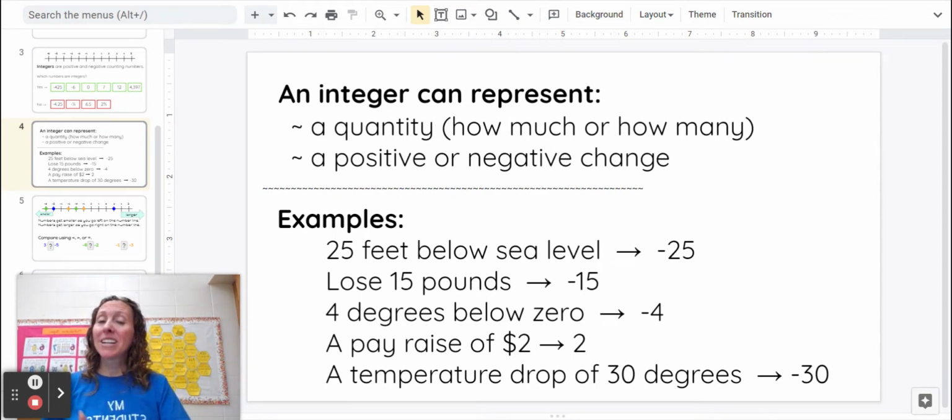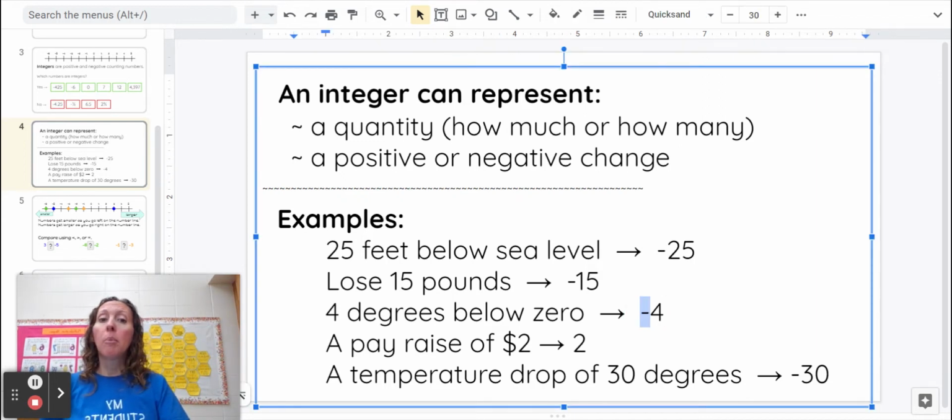Now, if an integer is negative, you have to put the negative sign. But if it's positive, you don't need to put a positive or a plus sign in front. It's just implied that it's positive unless we say it's negative. And a temperature drop of 30 degrees would be negative 30.